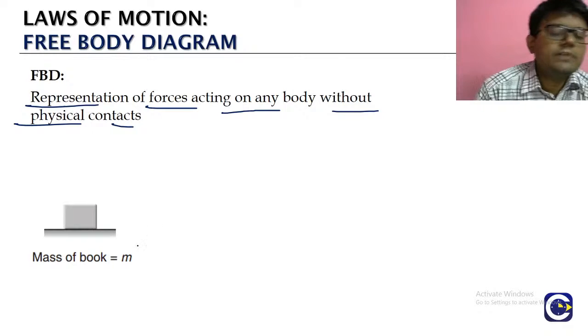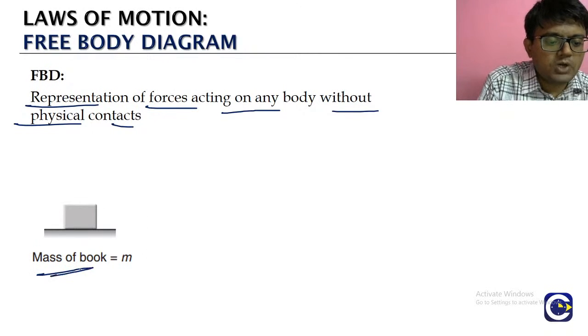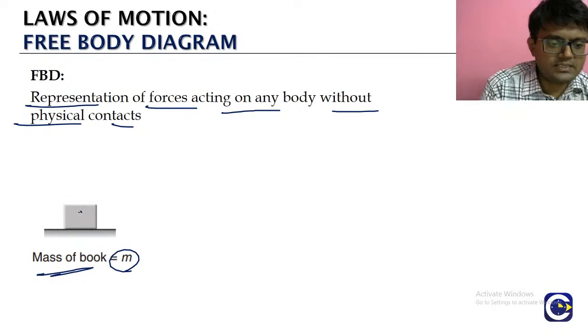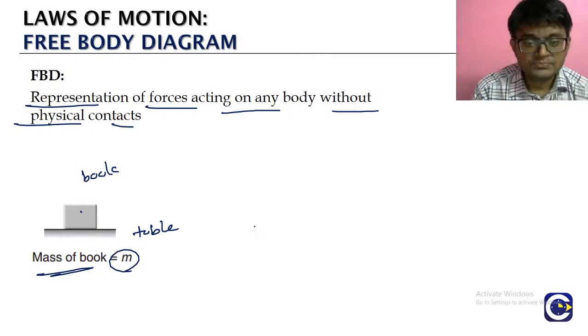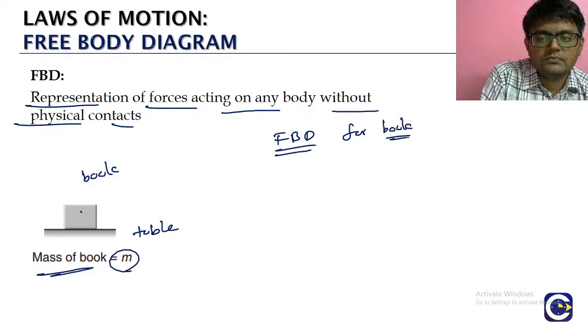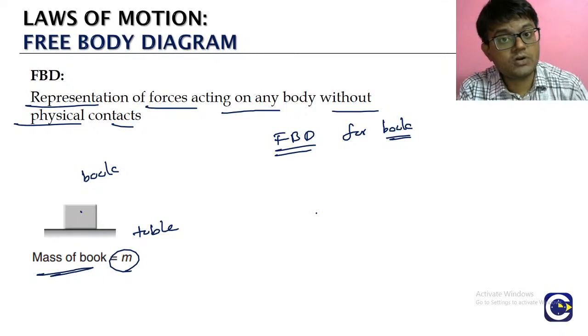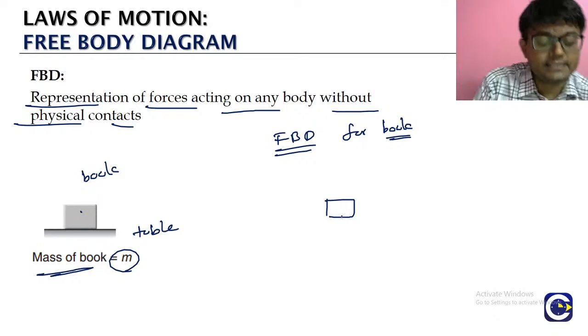So I want to begin with one very simple example. There is a book of mass M, which is kept on the table. Now we want to draw the free body diagram of the book. I'll show you how we'll draw it. We want to draw the free body diagram of the book. So the first thing, as you know, is we have to draw the book as it is.